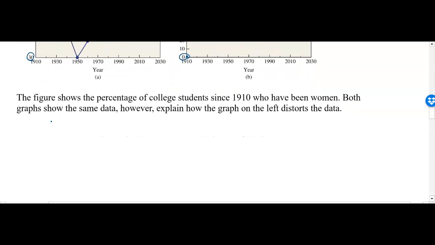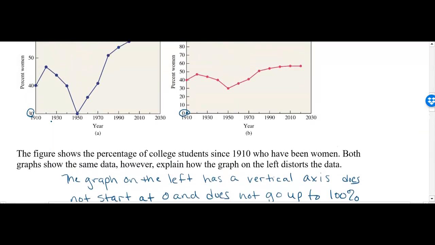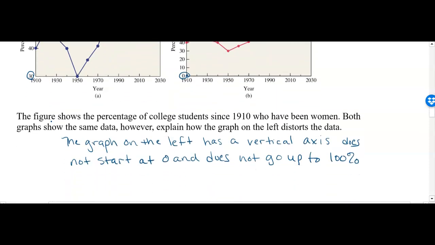Now let me kind of write out what I just said. So the graph, what we saw was that the graph on the left, and we'll say has a vertical axis, does not start at 0. Okay, that was one thing. Oh, and does not go up to 100%. Okay, that will distort the data. Thus, the more accurate one would be the one on the right because of our scale.